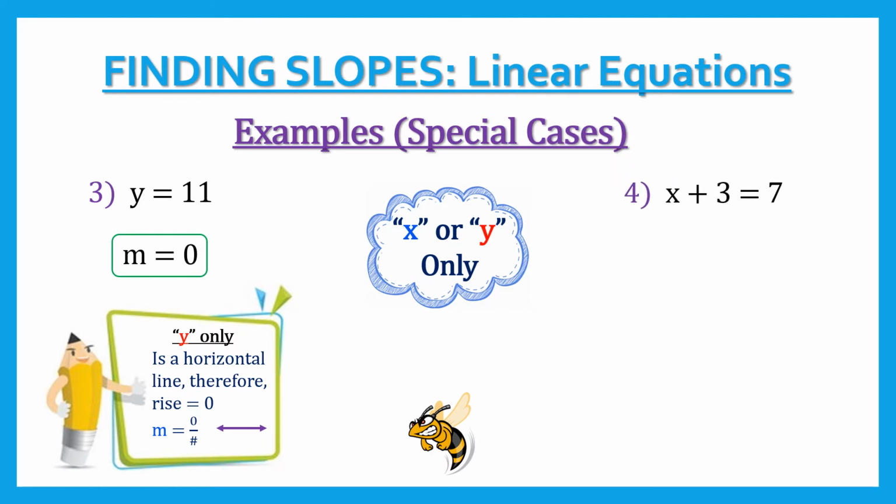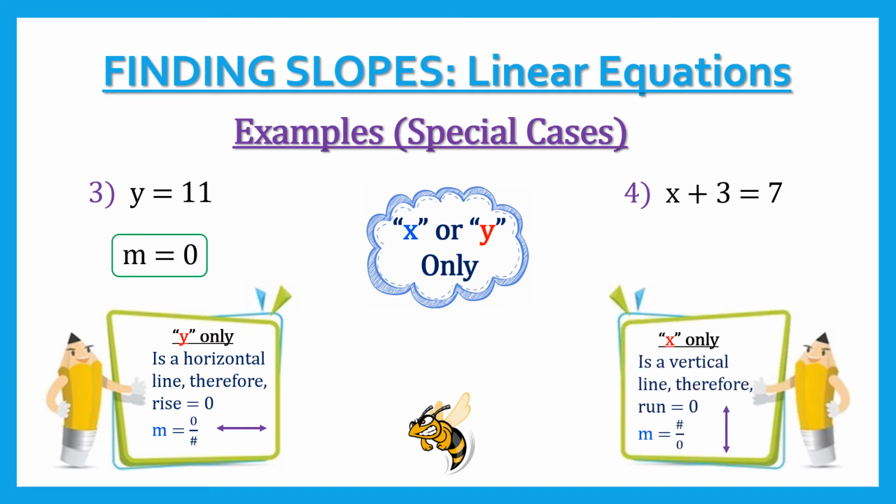Number 4, x plus 3 is equal to 7. In this case, it's an x only situation. And in this case, it's a vertical line. Therefore, there is a rise, but however, the run will equal 0. And in previous videos, we know that we cannot divide by 0. It's not possible. So therefore, the slope will be undefined.